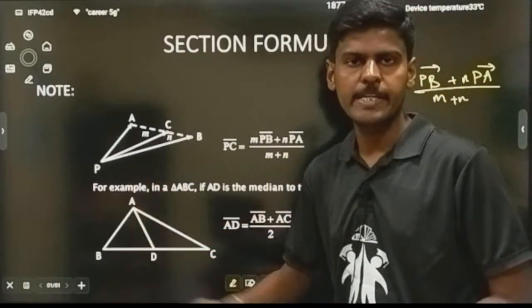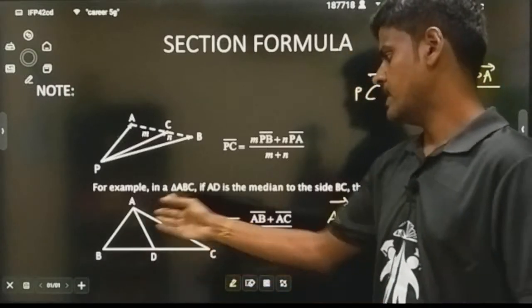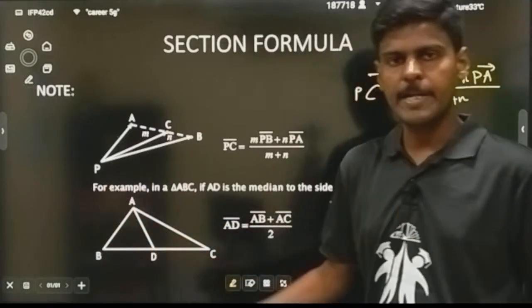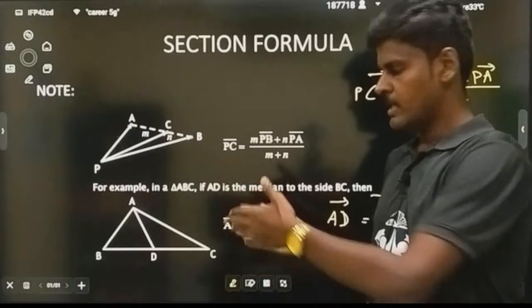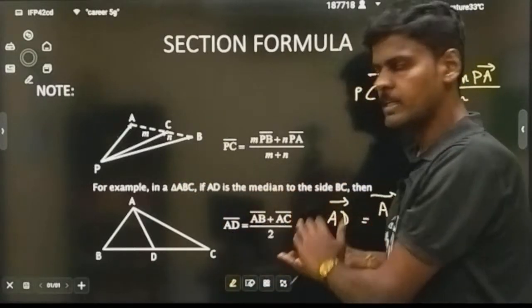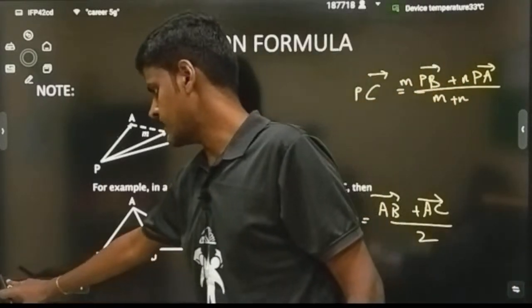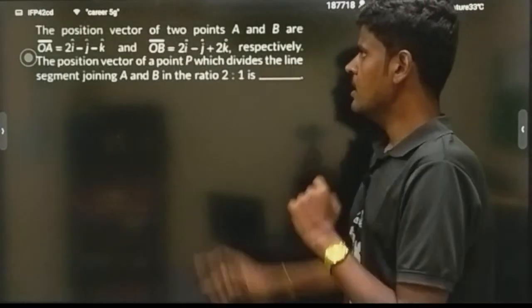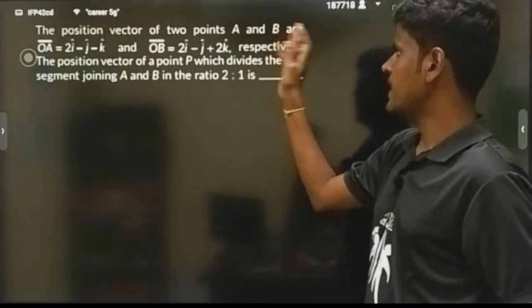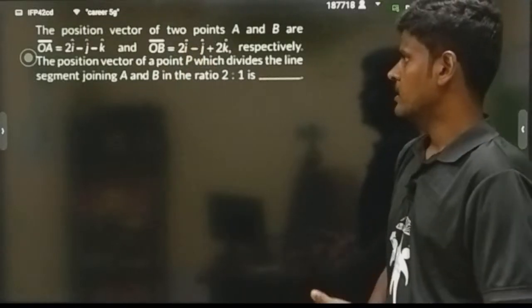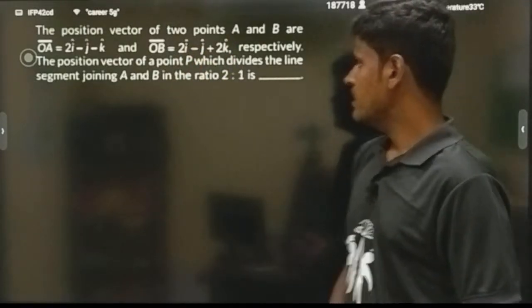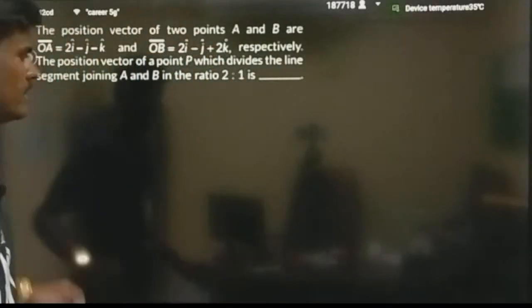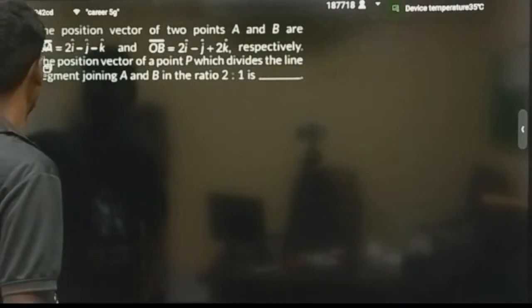Find the length of median AD vector. Again, that is given by, first we have to find the midpoint of this and then calculate. Directly find AD vector and then do the magnitude. That is, you already know how to calculate distance. Easy. The position vector of 2 points A and B are given by, okay, the position vector of point P which divides the line segment joining A and B in the ratio.